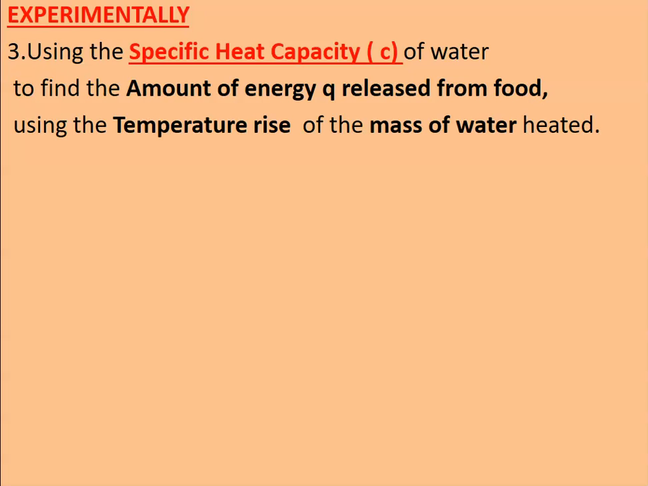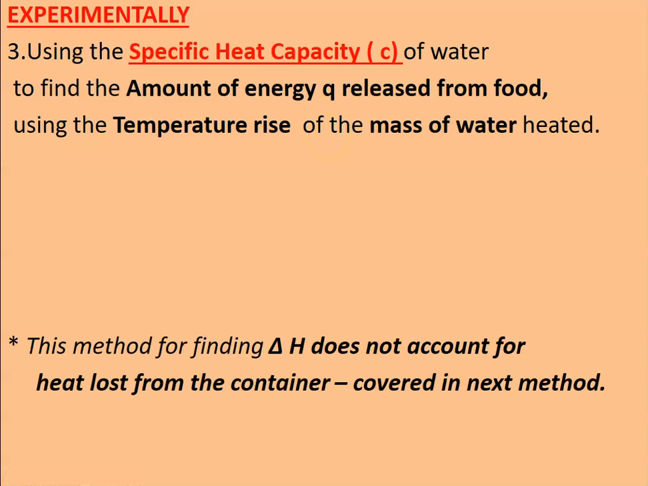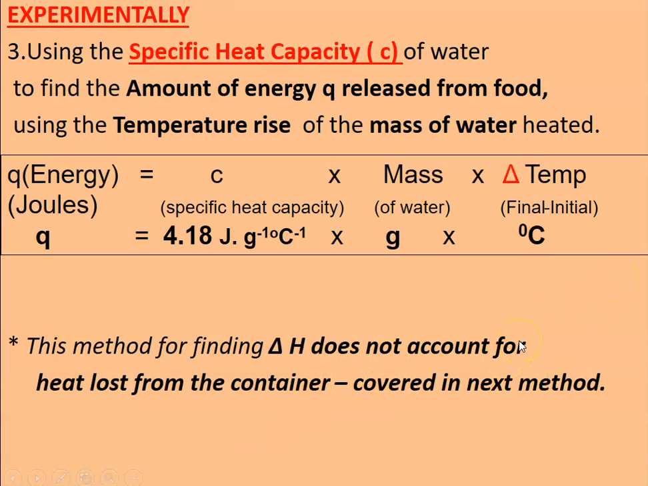We did it to look at fuel before. We just needed to measure the temperature rise of the water and the mass of water. So we're using the specific heat capacity of water. This experimental way of doing it is really bad, and the next method is going to look at the fact that most of the energy is lost from the container, so you're not really getting a very accurate amount of energy. You're not trapping all of the energy.